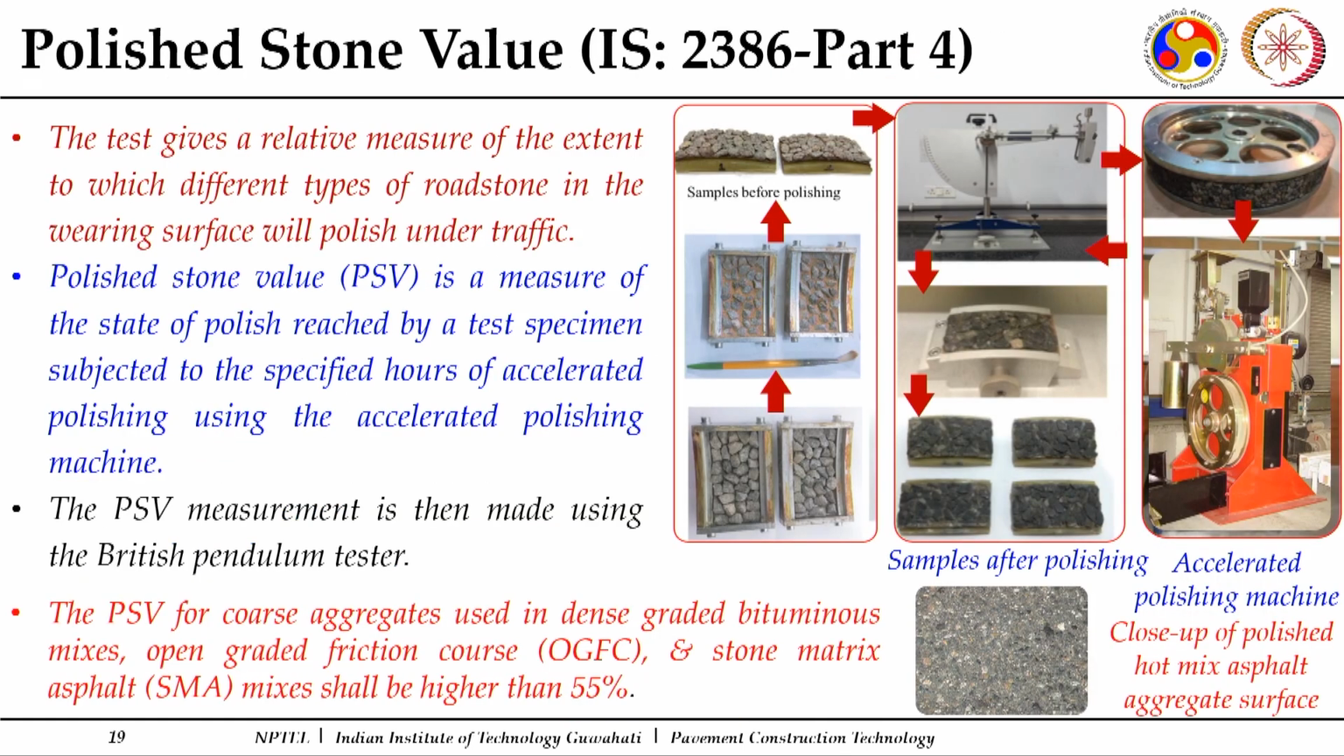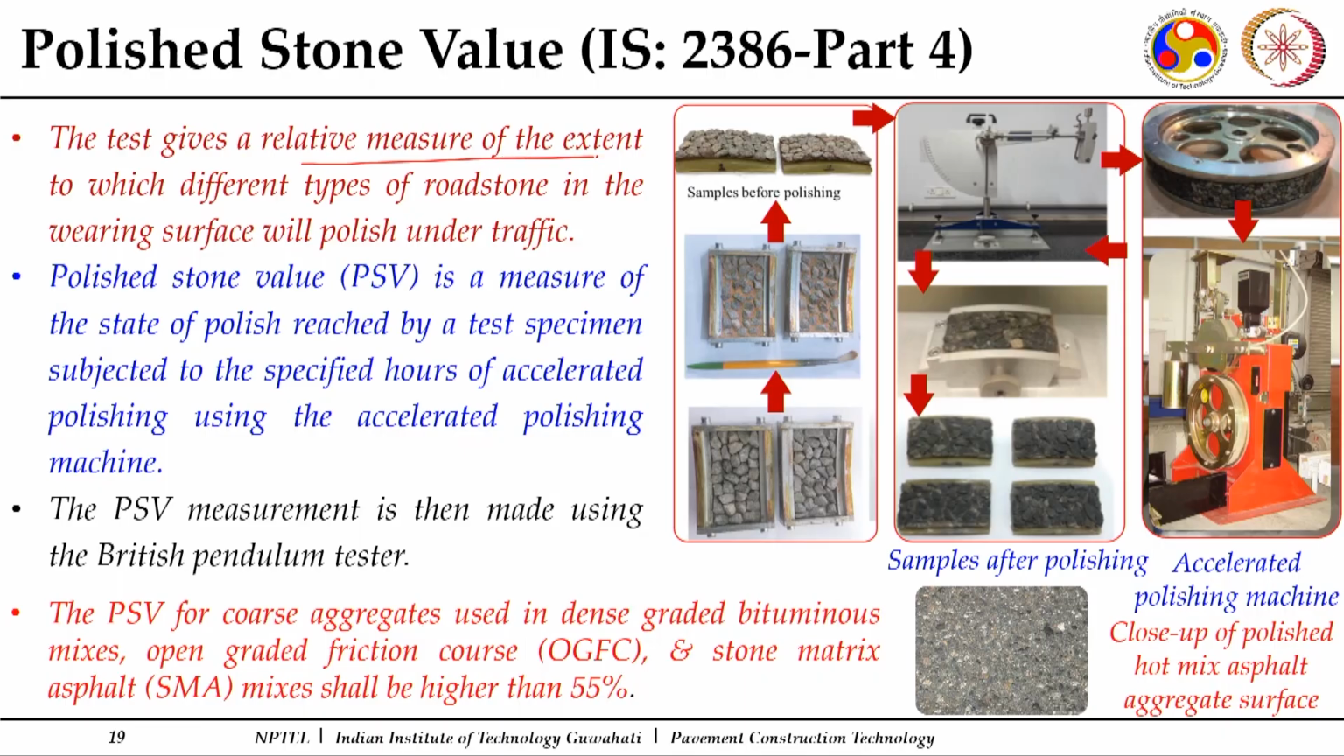Now one more test is done, on polishing, specifically for the aggregates which are used in the top courses of bituminous pavements, especially the wearing courses, because they are under the continuous rubbing action of traffic. So we want to see a relative measure of the extent to which different types of aggregates in the wearing course will get polished under the traffic.